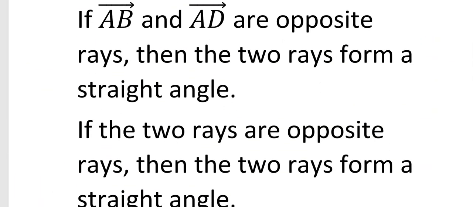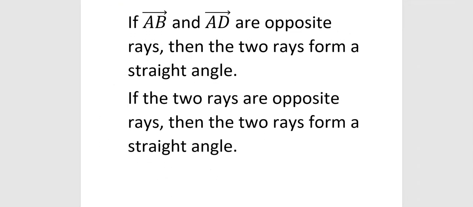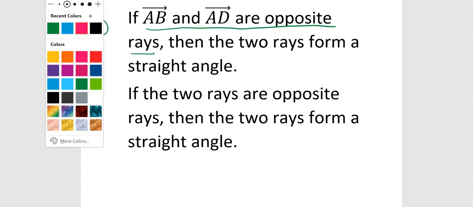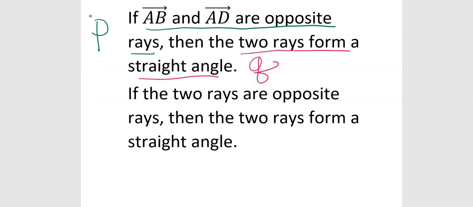Okay, here's a geometry one. These are always just a little bit harder than the others. But if you stick to the PQ thing, you'll be fine. If ray AB and ray AD are opposite rays, that's going to be your P part. The two rays form a straight angle, that's Q. If the two rays are opposite rays, does that go with P or Q? Okay, so I'm going to change back to green. Then the two rays form a straight angle. What does that go with?